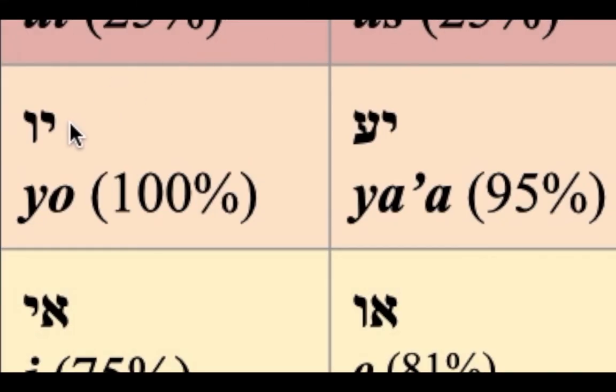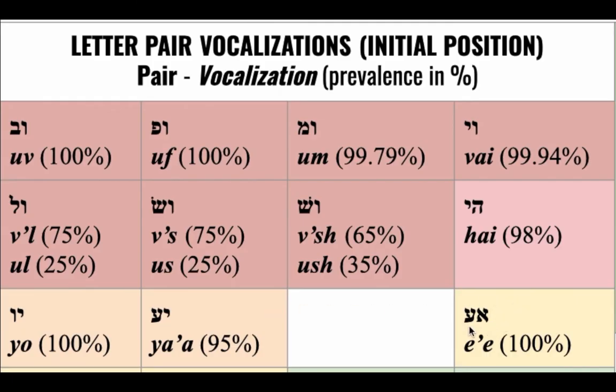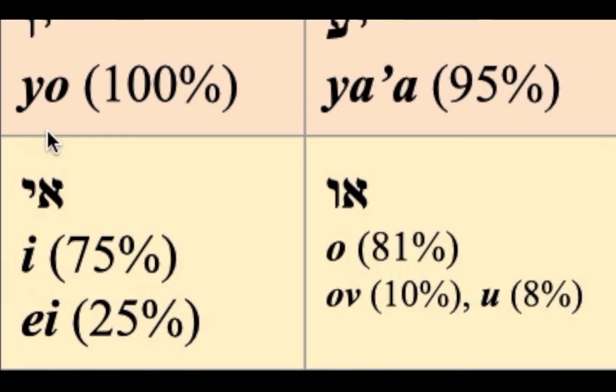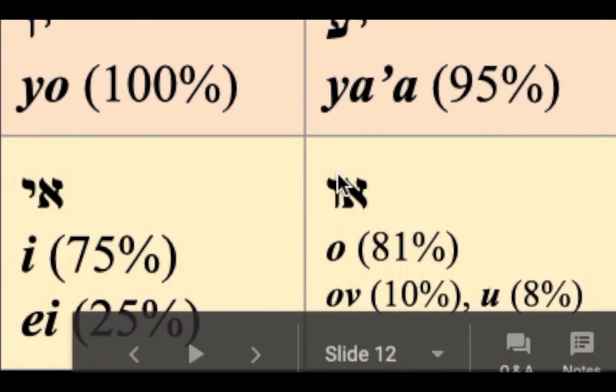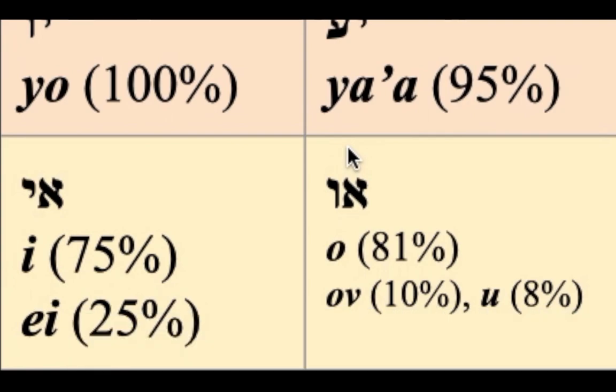Then you have the yod and the vav and the yod and the ayin. You will get yo as in Yosef or Joseph 100% of the time. This would be ya 95% of the time as in Yaakov, which in English we would say Jacob. And then we have Aleph and ayin, and that makes an E-type vowel 100% of the time. Then we have Aleph and yod, and those will be pronounced E and A. Then we have Aleph and Vav, and those will be pronounced O most of the time, but they can be pronounced Ov and U. But when in doubt, pronounce it O.